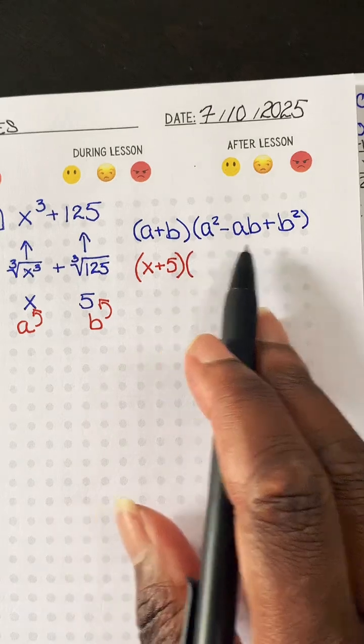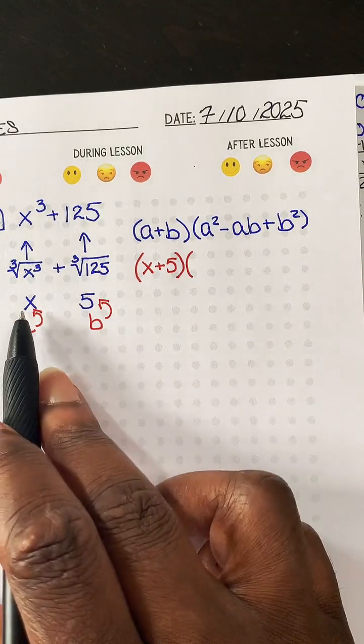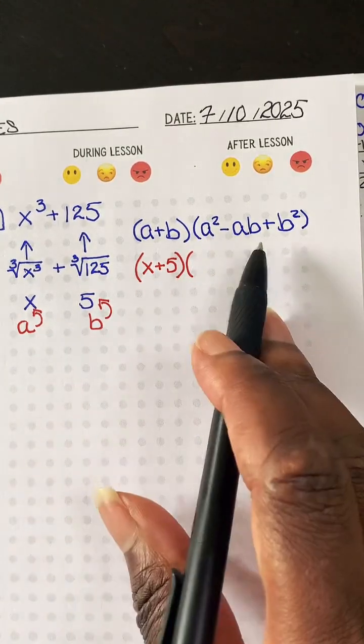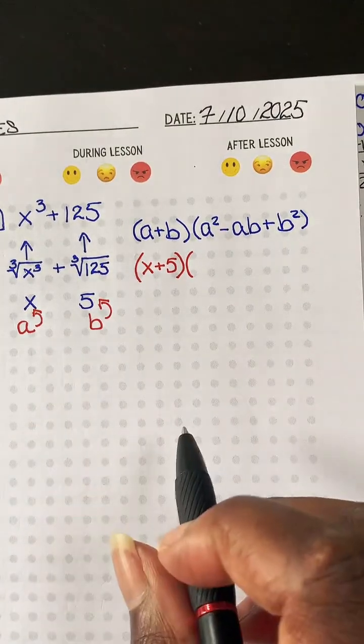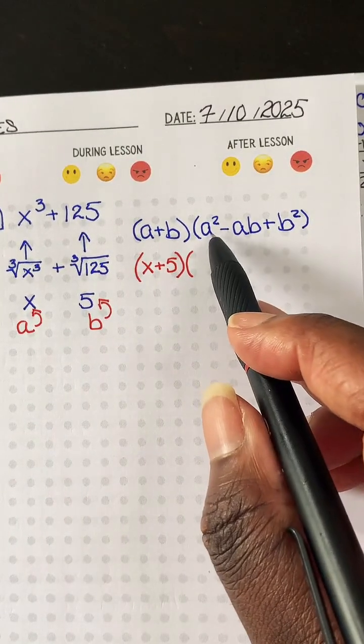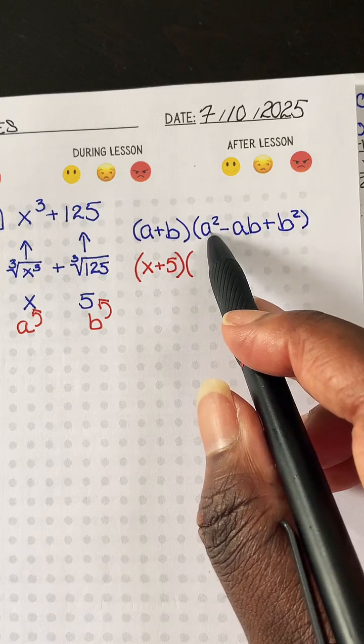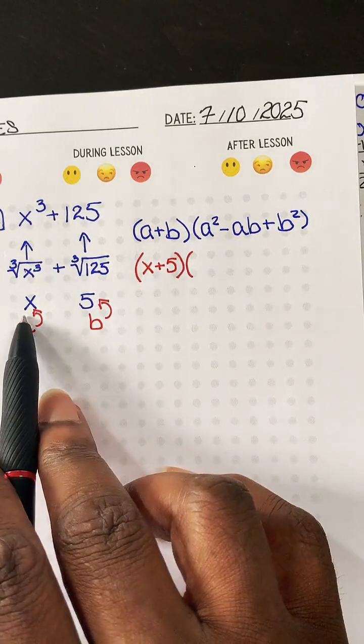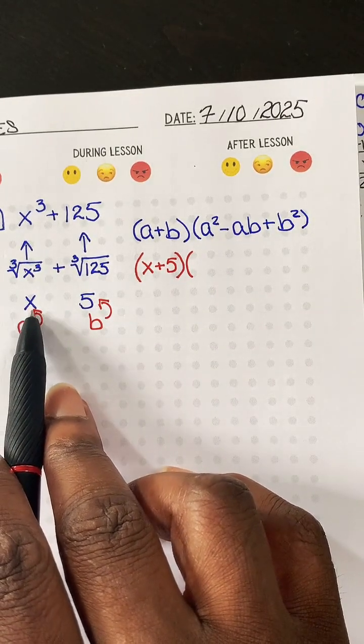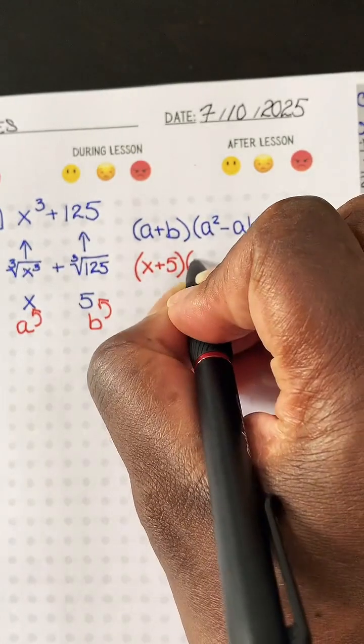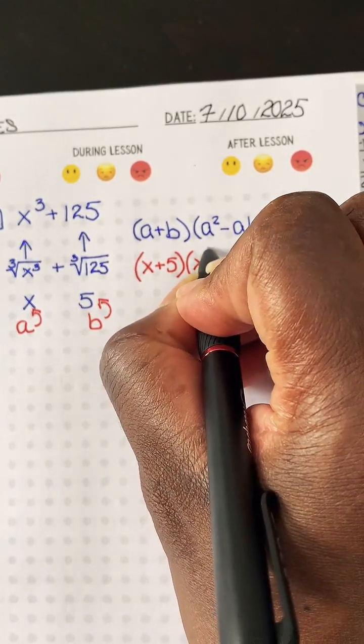So we're going to follow along. Anytime you see an A, you're going to put an X. Every time you see a B, you're going to put a 5. So now they're saying they want us to square the A. If the A is an X, that means we're dealing with X squared.